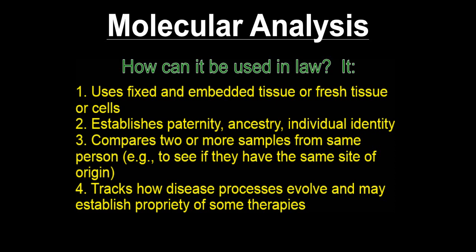So if somebody has committed a crime and leaves saliva or semen or blood on the victim, that can be used to identify the perpetrator. If you compare two or more samples from the same person, for example, tumors in one place or another, it can help you determine whether the tumor arose in one place and spread to other places, or whether you're looking at multiple different primary tumors, as we did with the kidney and the lung. It can also help you track how disease processes evolve by exactly the same mechanisms, looking for the same mutations. I'll show you how that works in a second.